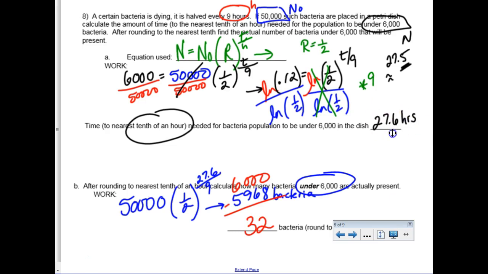If you didn't round this first part properly for the question, you're going to notice this answer comes out to 6,000 something, so you're not under yet. So you're going to have to go back and adjust that.